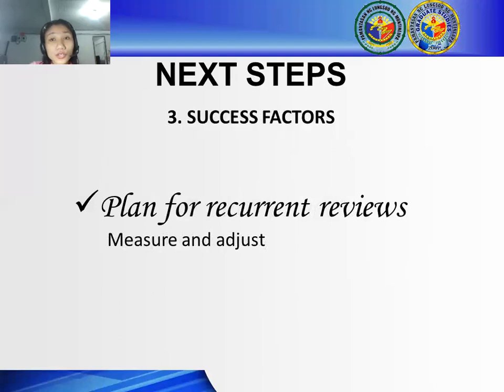Plan for recurrent reviews and adjust milestones. This is where you put the measurement system to work. With no proof of progress, you cannot sustain funding.